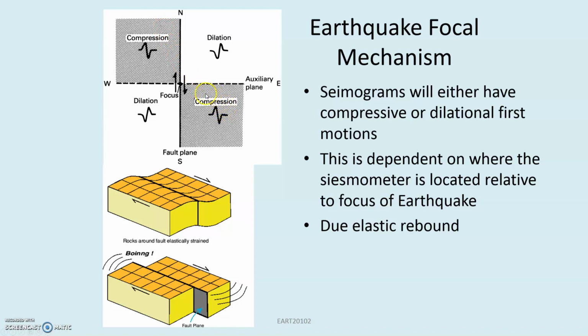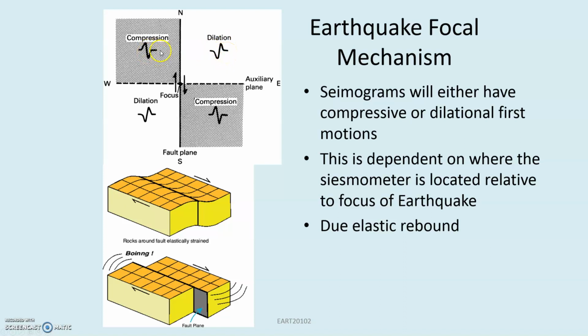So anywhere in this shaded region in here, the first motion that the seismometer will pick up will be a movement towards the seismometer. So it'll be a compressional first motion. And conversely, anywhere over here in this region, the first motion will be away from the seismometer. So it'll be a dilatational first motion.